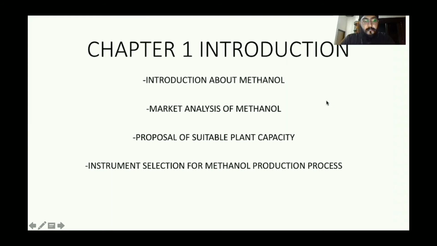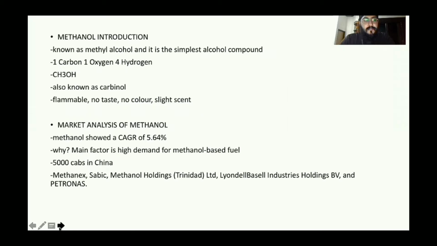Chapter 1, which is the introduction, has four main parts. The first part is the methanol introduction. Methanol is known as methyl alcohol and it is the simplest alcohol compound. Also, the molecular formula is CH3OH. Methanol can also be known as carbinol. It has no taste, no color, a slight scent, and it is flammable.